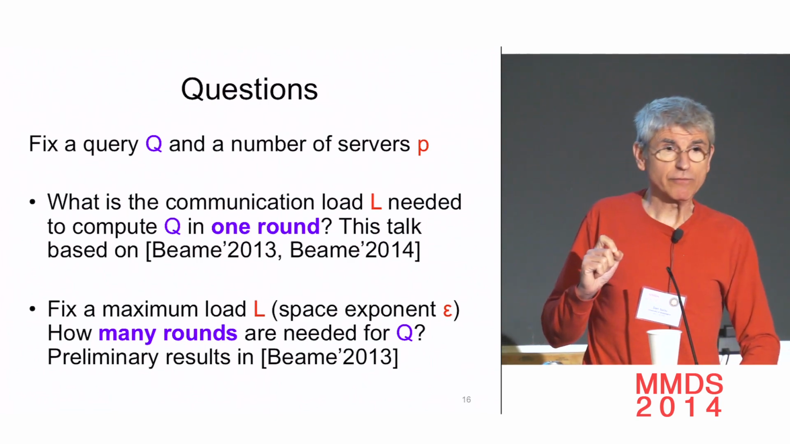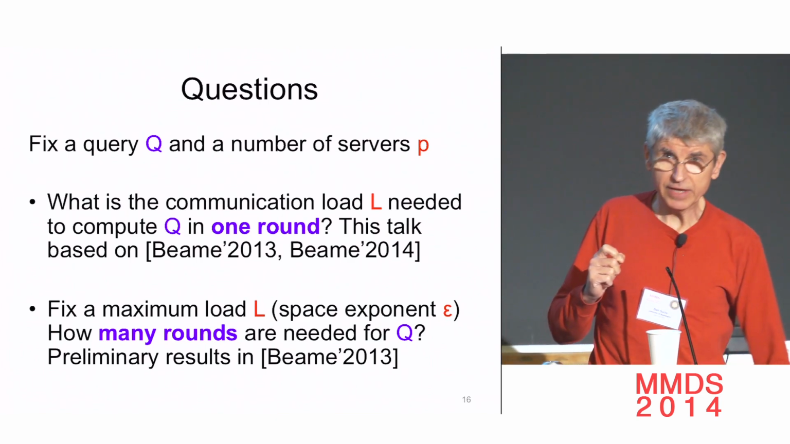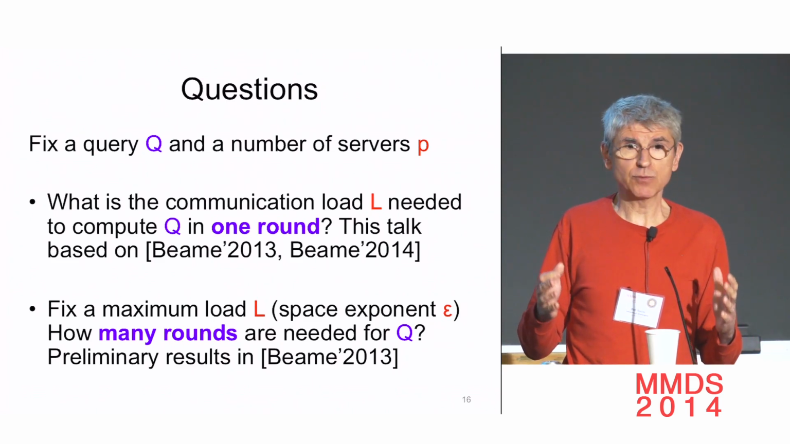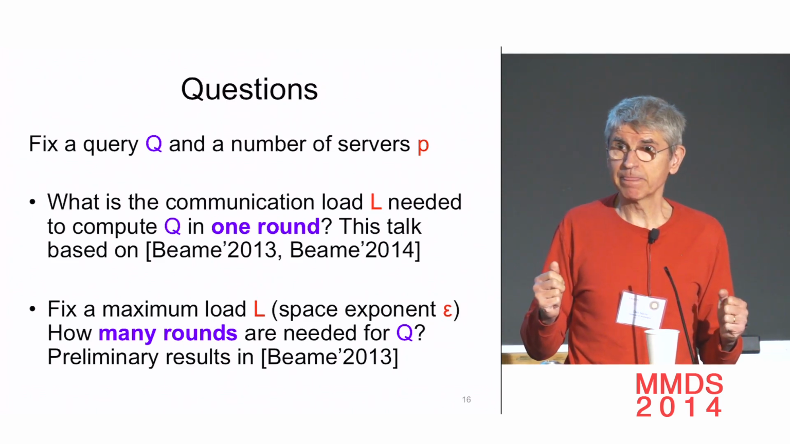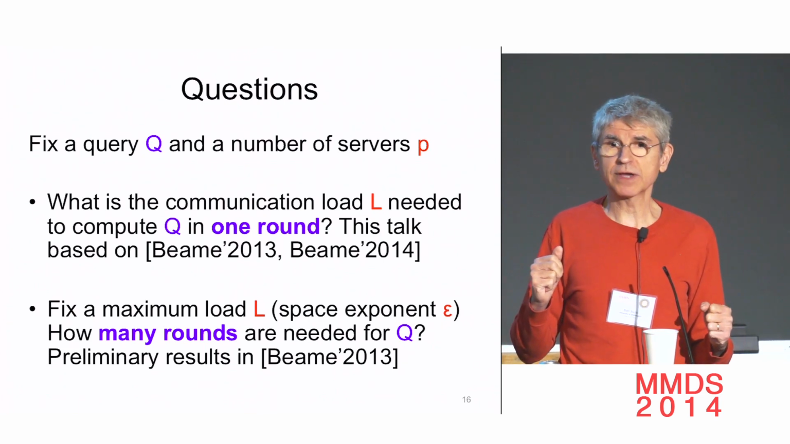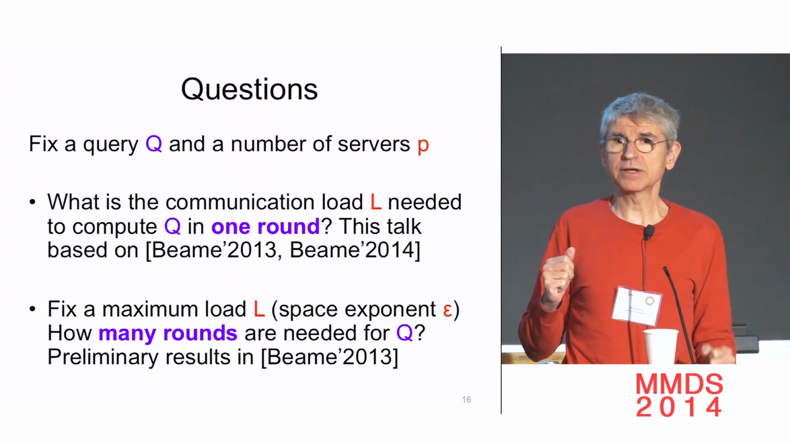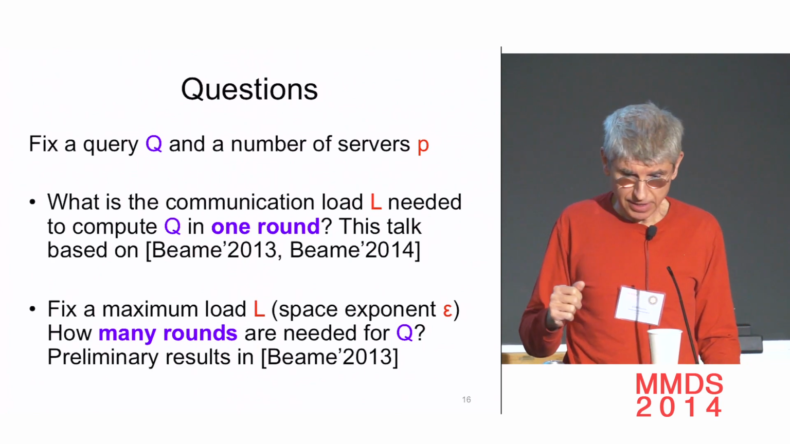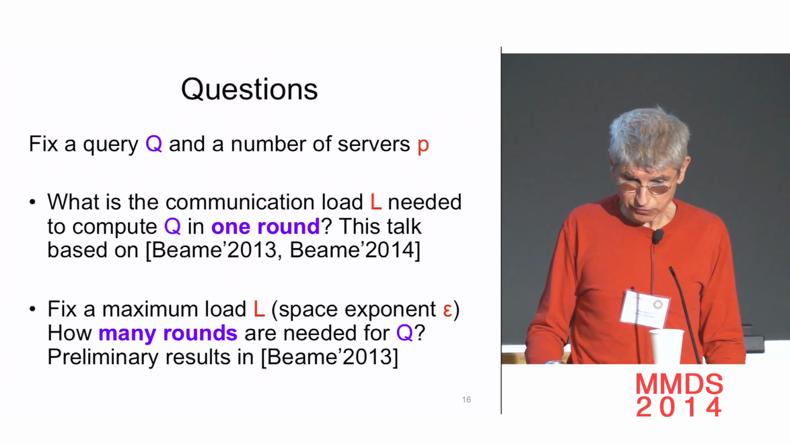A second problem is of great interest. What if we fix the amount of communication load that we're willing to pay per round? Then the question is, how many rounds do we need in order to compute the query? This turns out to be a much harder question. We only have some partial answers, and I'm not going to discuss it today.